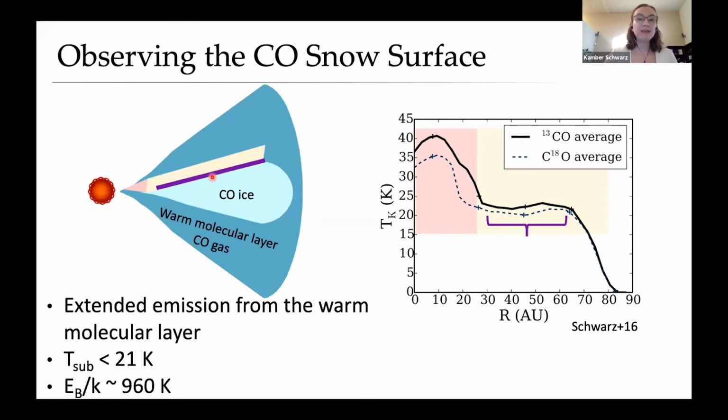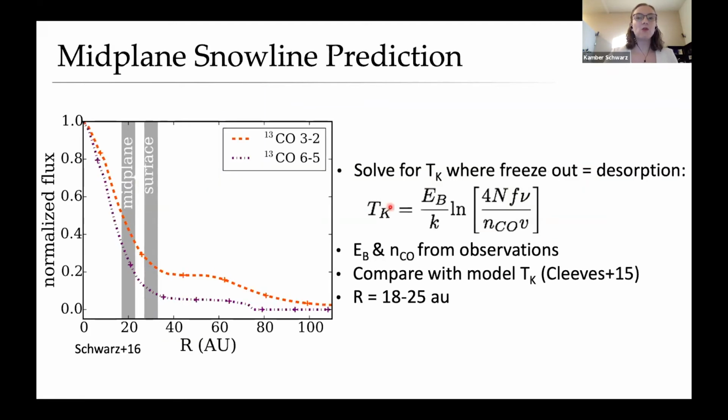We can then take this information, since we're not actually looking at the midplane CO snowline, and predict where that midplane snowline should be. To do this, we solve for the temperature where the rate of freeze-out onto grains equals the rate of desorption off of grains. Here we use a binding energy and a CO density based on our observations.